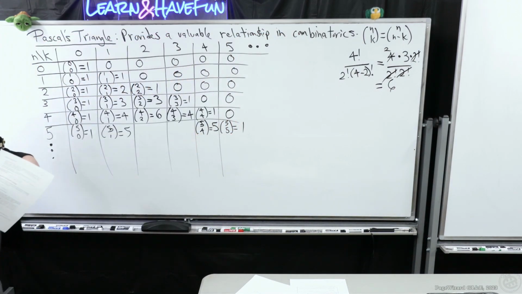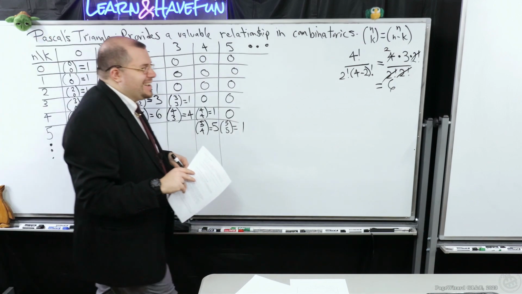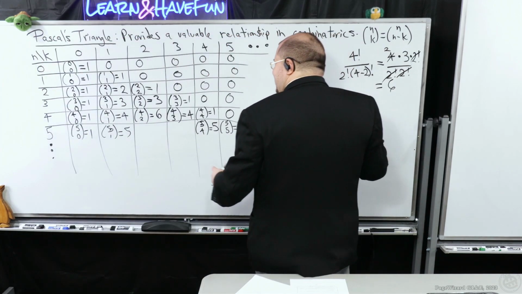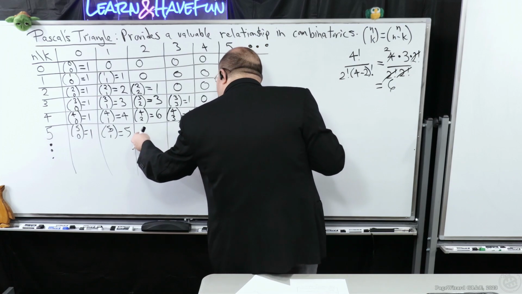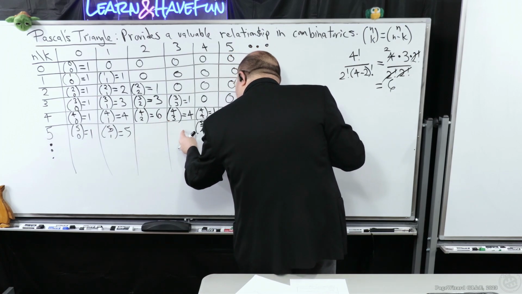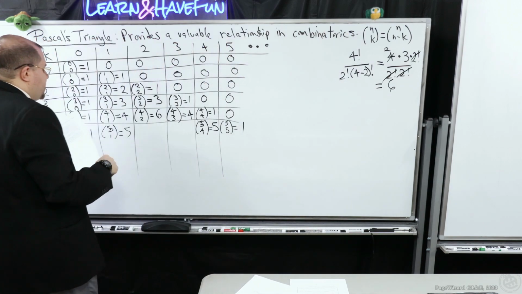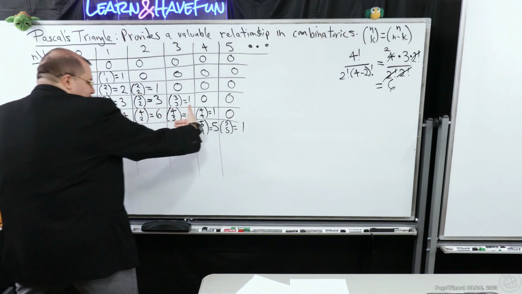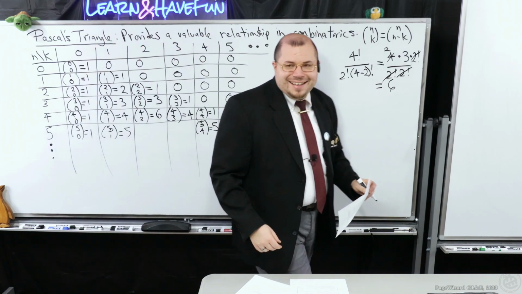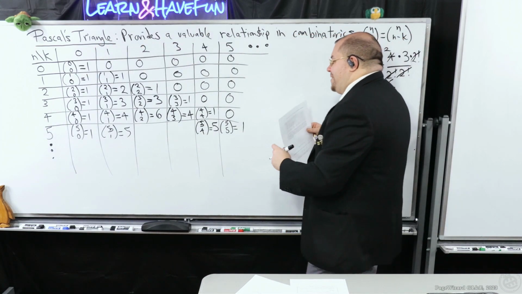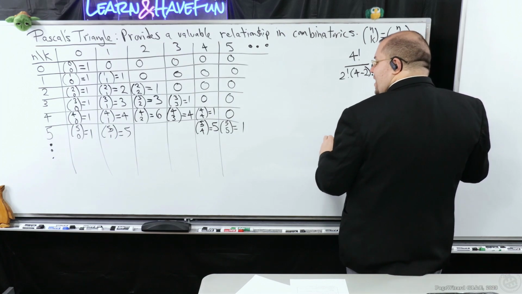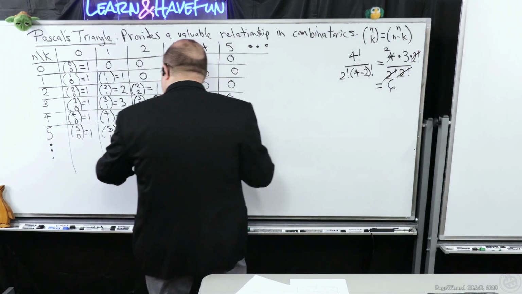Interesting. Now, let's figure out what this one is. If we could figure out what this one is, then we know the answer for this one based on that property right there. Remember, it just mirrors like this. So, let's figure out what 5 choose 2 is.